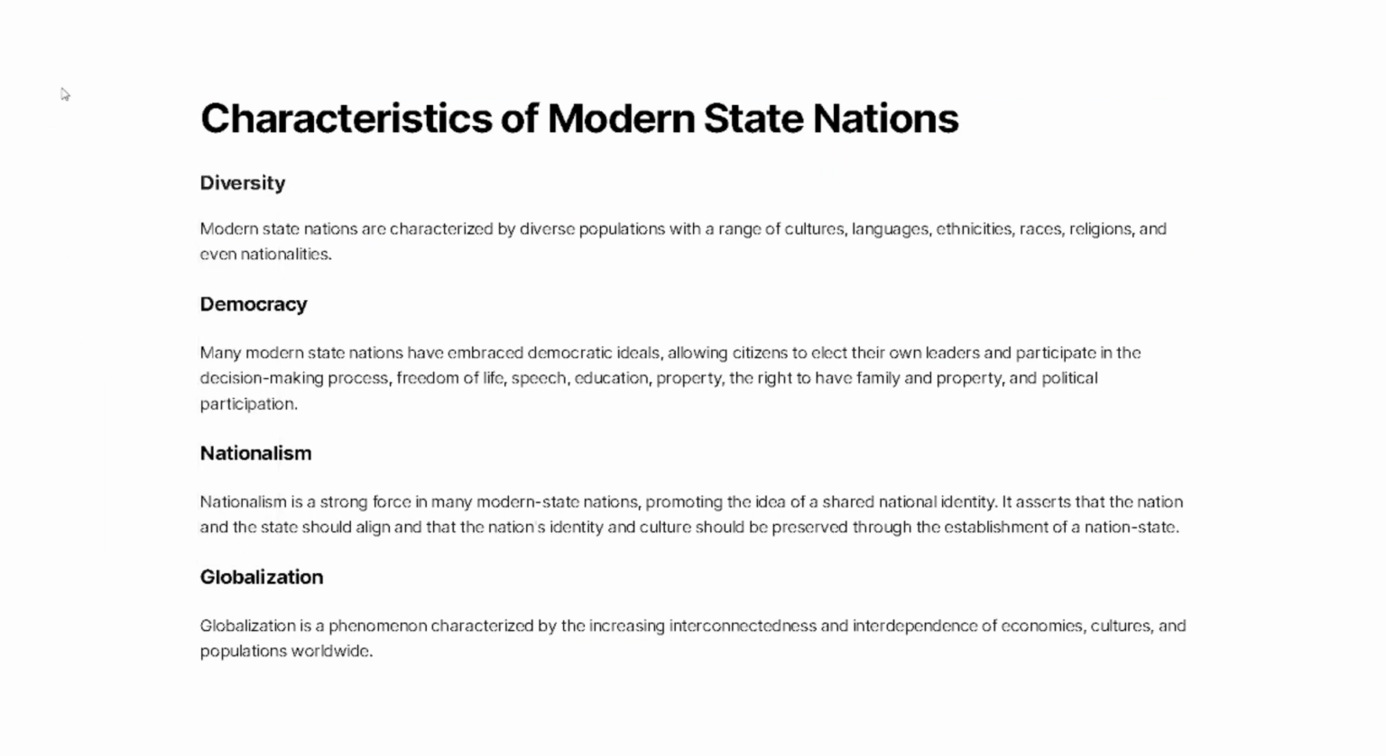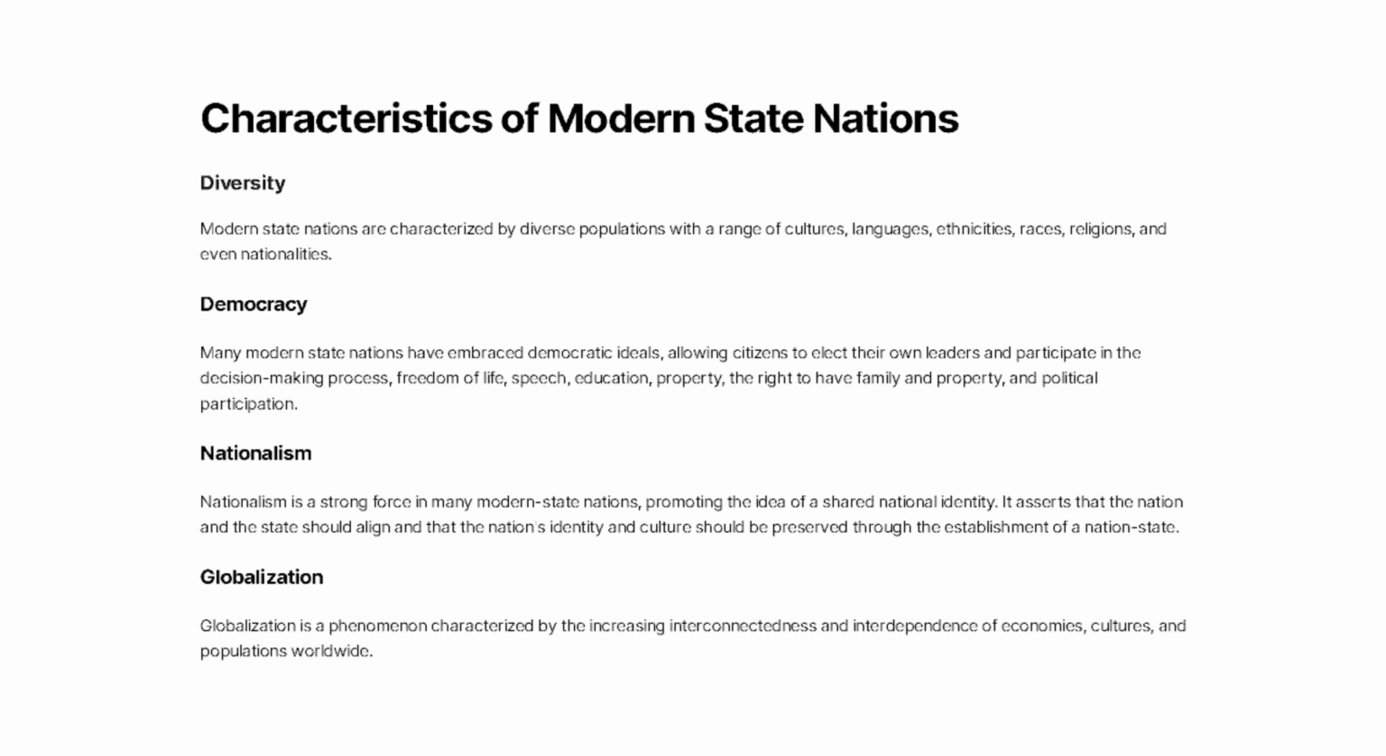Characteristics of modern state nation: diversity. Modern state nations are characterized by a diverse population with a range of cultures, languages, ethnicities, races, religions, and even nationalities. People are diverse, sharing the same territory, resources, and the government.